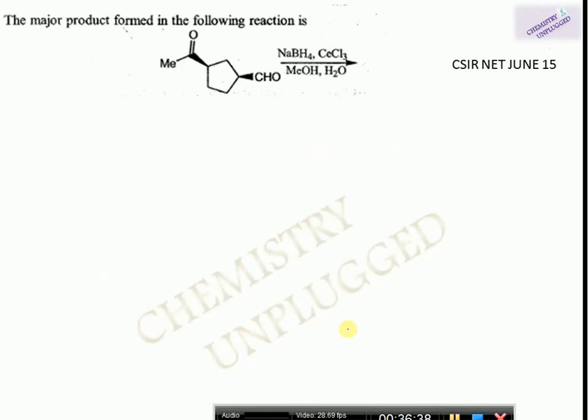Now in the next step we are using sodium borohydride with cerium chloride, this is Luche reduction, and we are also using here methanol and we have two groups here, ketone and aldehyde. So this sodium borohydride will reduce ketone to alcohol but because of the presence of methanol it will not reduce aldehyde. Aldehyde forms methoxyacetal with methanol.